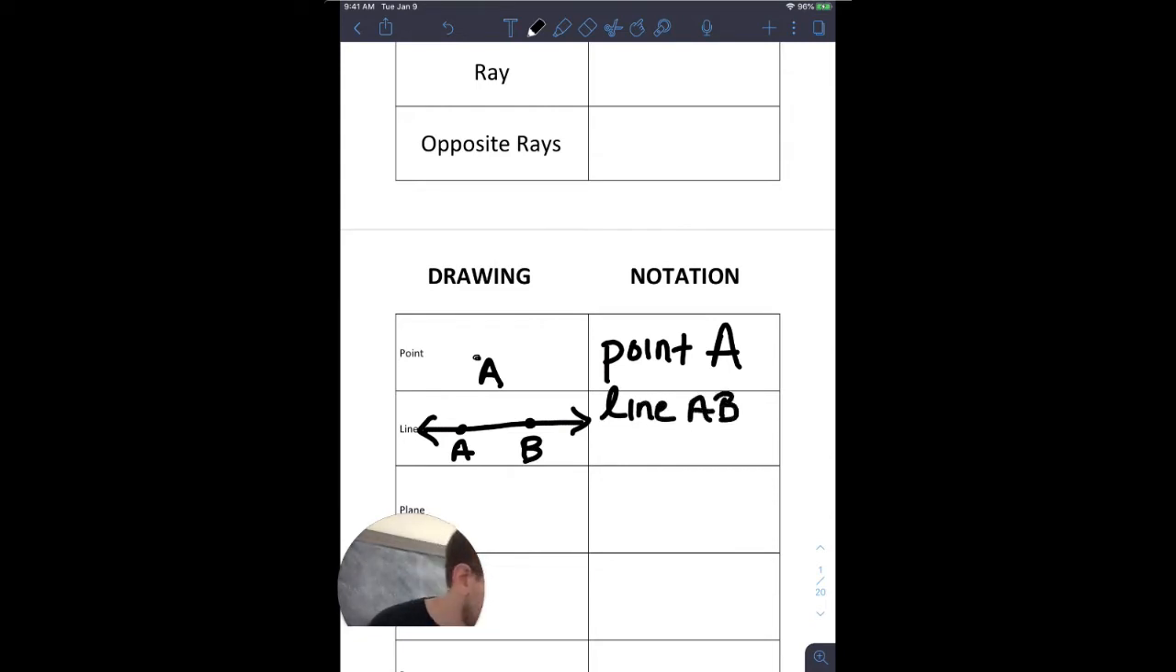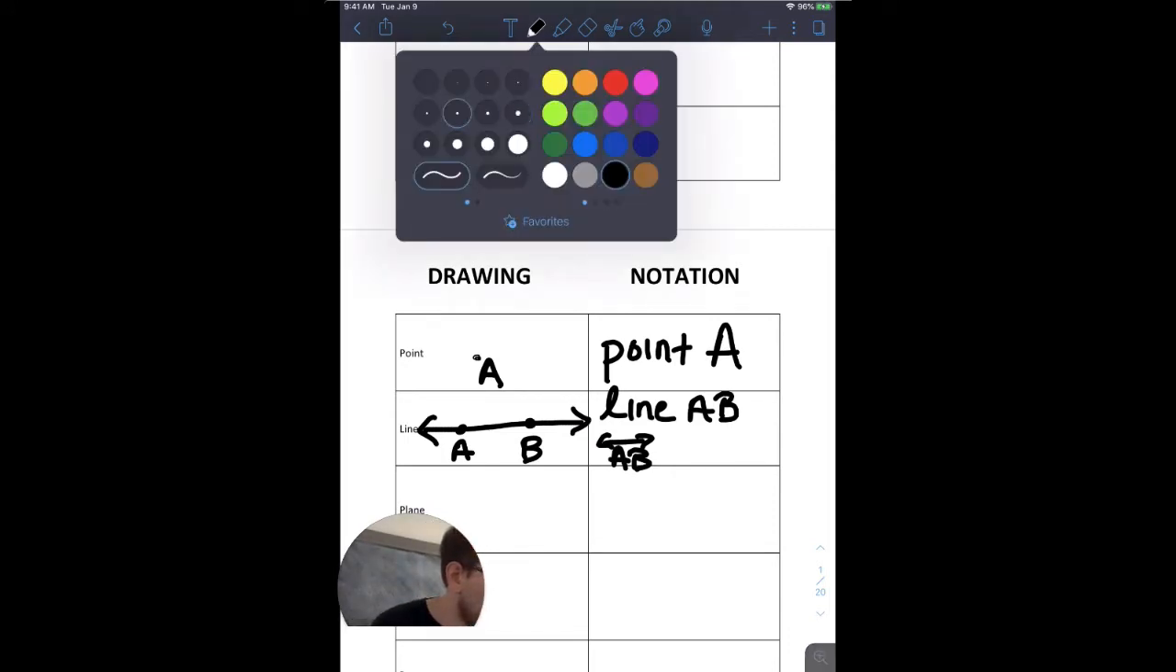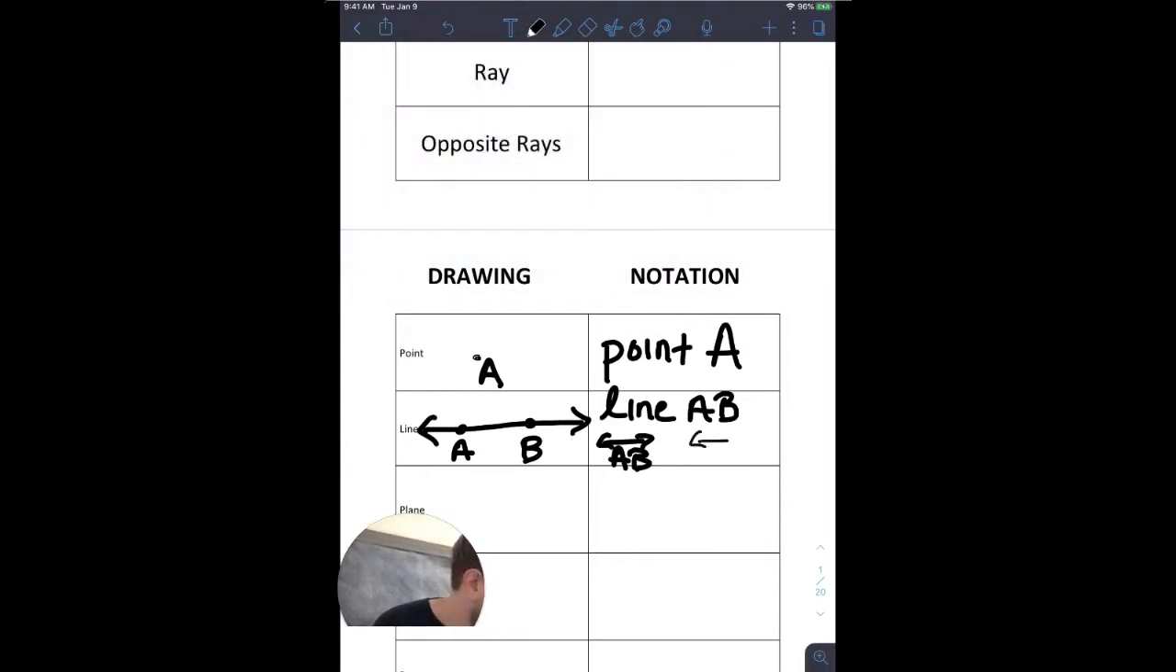And we could write that as line AB. So we put AB and then we put a line with arrowheads on the top, and we could also reverse it and call it line BA. Either of these would work. And notice that a line extends without end. That's what those arrowheads mean on the ends, is that it's just going to go on forever and ever in both of those directions.